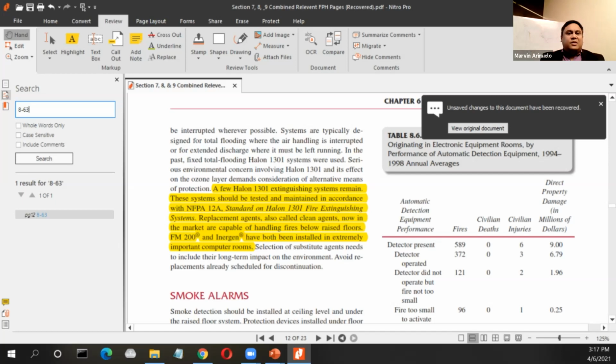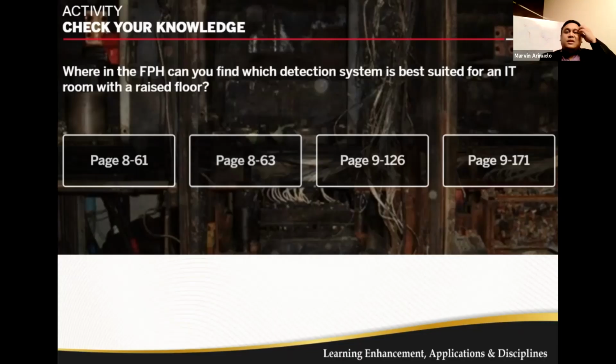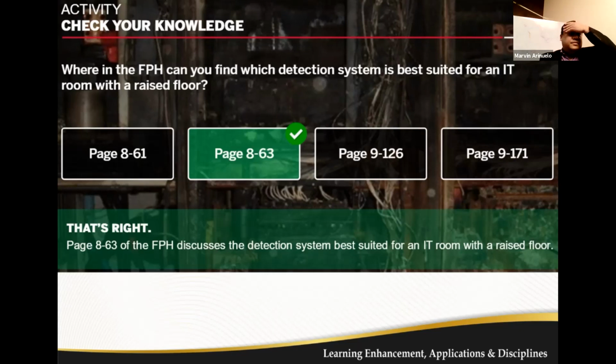So why is the clean agent more applicable? Because of the potential environmental damage of halon agents. We discussed global warming potential and ozone depletion potential. So the answer is 8-63.